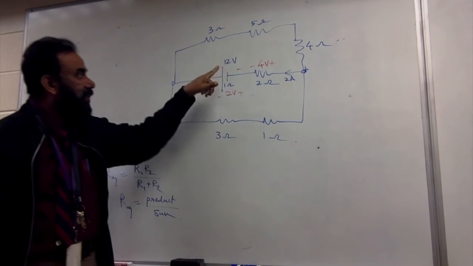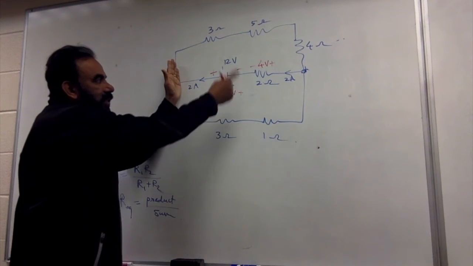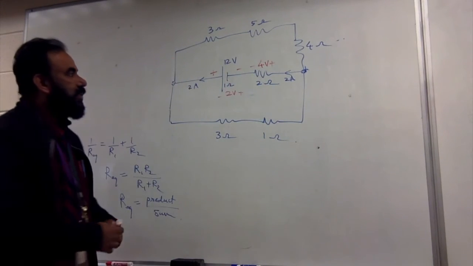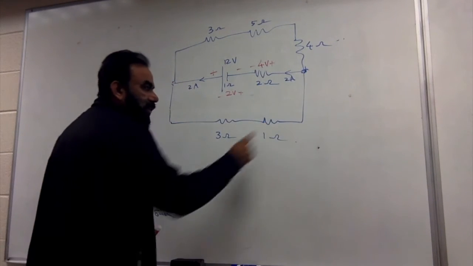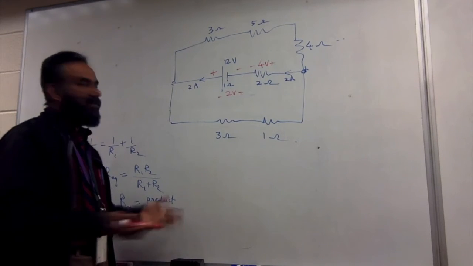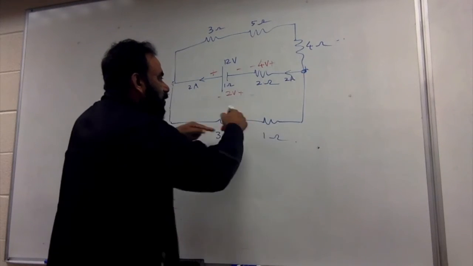I'll explain again. This is plus 12 on this side, then minus 2 on this side, then minus 4 on this side. So overall it's going to be 6 volts. So when you say the potential difference is 6 volts from here to here, how many volts is across here? 6. If it is 6 from here to here, it's going to be 6 this way and 6 this way.